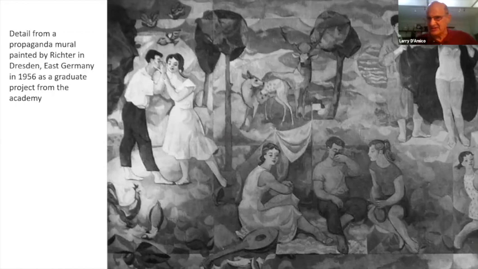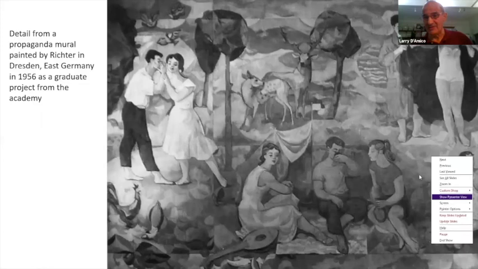But he went to West Germany and saw some of the things that were going on in the US through some of the exhibits that were there. He saw Jackson Pollock and some of the abstract painters. And soon after that, just before the wall went up between East and West Germany, he and his wife escaped to West Germany, and he began to explore what was going on in the West.